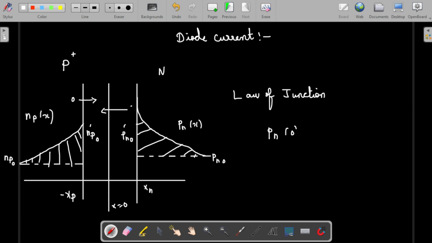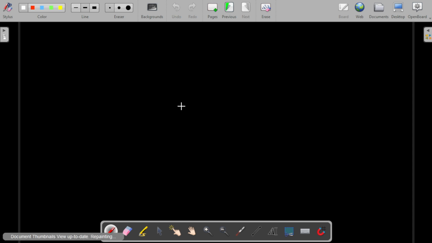Pn at x equal to 0, this condition, can be written as Pn0 e power V by Vt. So this is the law of the junction. Similarly, Np at the other edge can be written as Np0 e power V by Vt. This is one approximation that we are taking. I will let you know why we are taking this approximation in a later session.